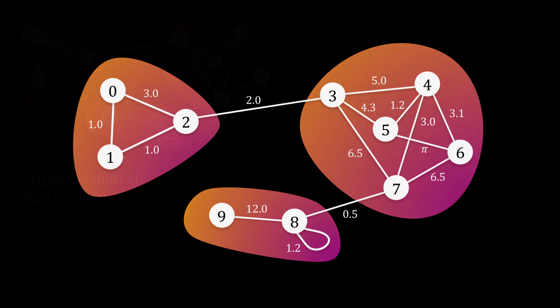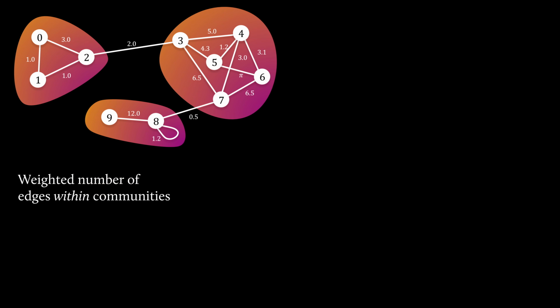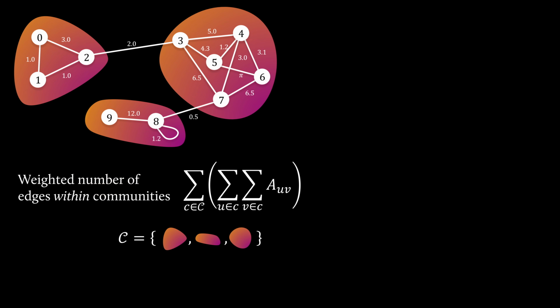Finally, we can write down our first formula. We want the fraction of edges within communities. So let's first calculate the number of edges within communities, and weight it as we deal with weighted edges. We sum over all communities of our clustering, which in this example is made up of 3 communities. And then for every community, sum up the respective entries of our adjacency matrix A.